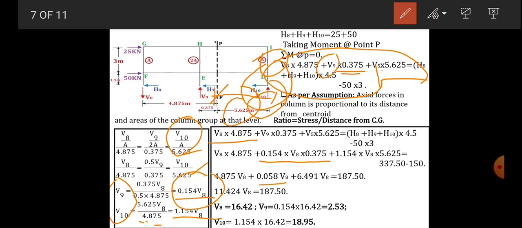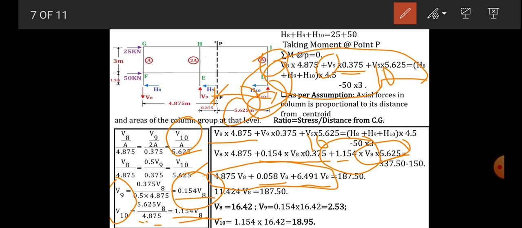This is V10, not V5. So instead of this V10, let's put 1.154 V8. So here you see, by multiplying this value by 5.625, it becomes 6.491 V8. So all terms are in terms of V8.